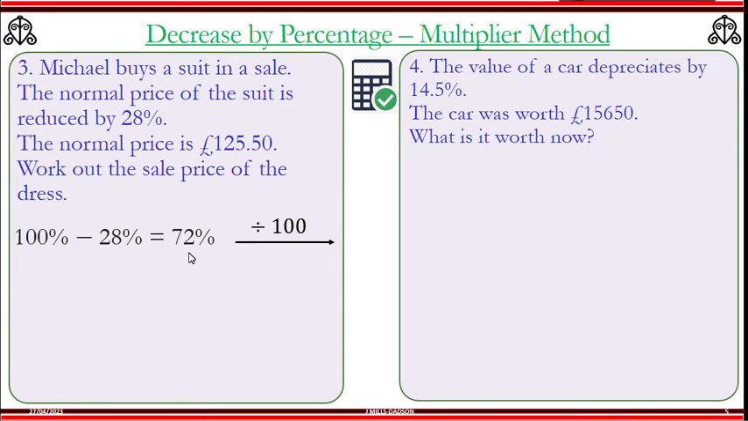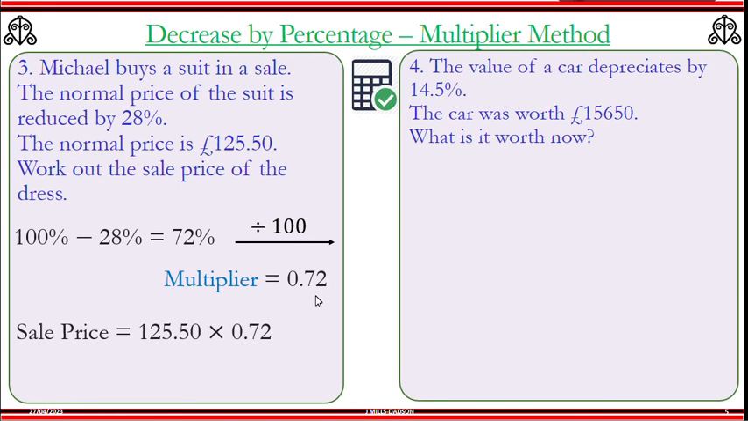The multiplier from that, divided by 100, will give us 0.72. So to know the sale price, we multiply the normal price by 0.72, and that will give us £90.36. So the sale price of the suit will now be £90.36. This is the price at which Michael bought the suit on sale. Now you can pause and see if you can do the second one yourself.